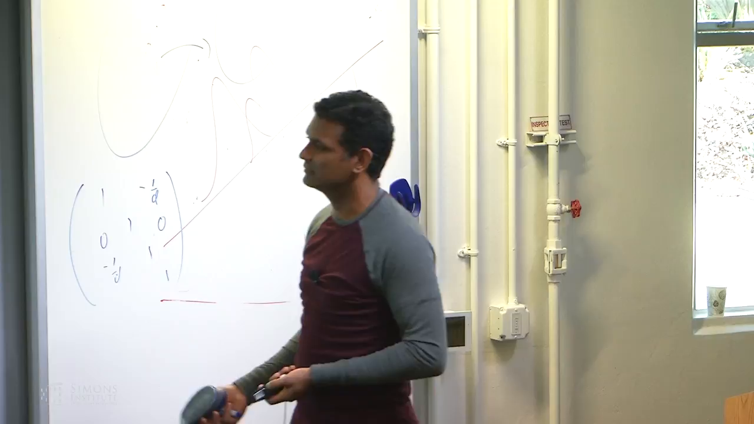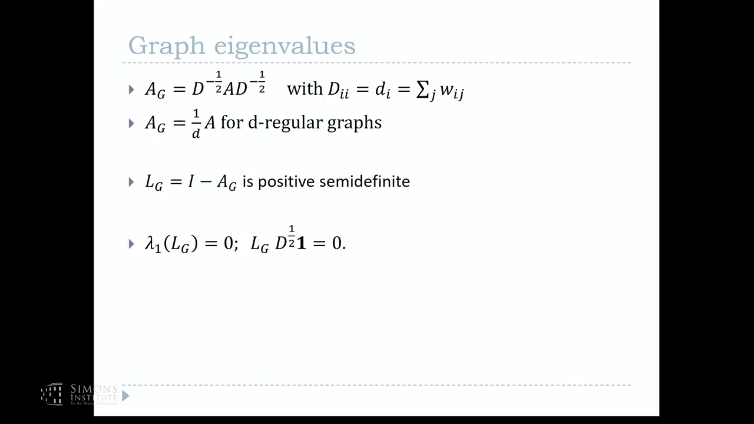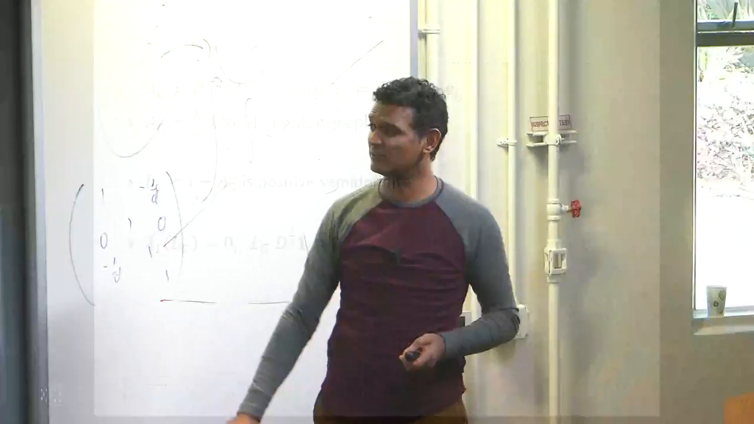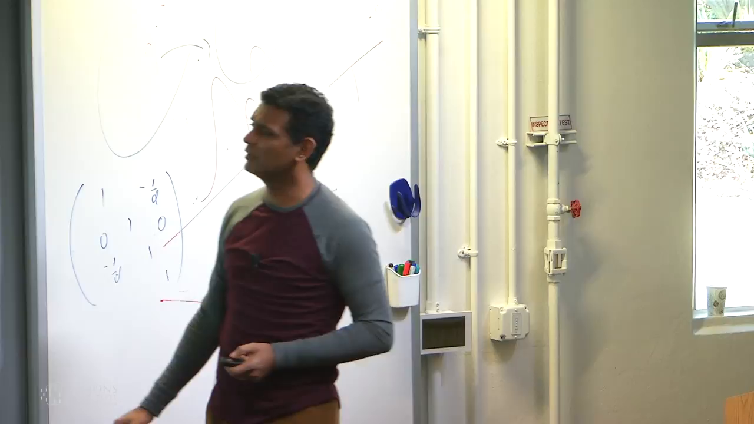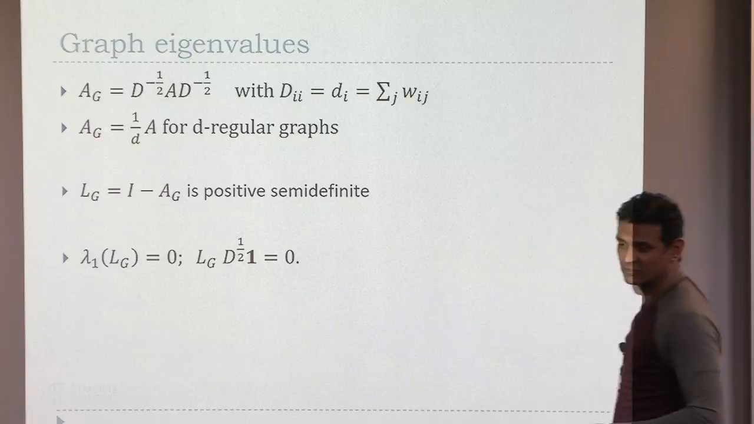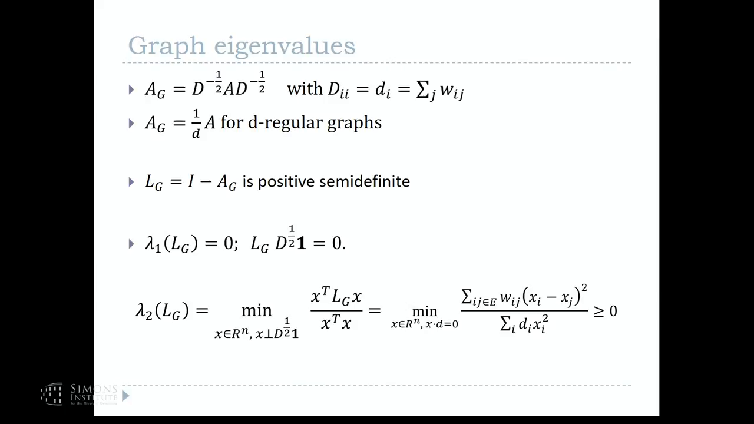Now this matrix has several nice properties. A couple of them are that the smallest eigenvalue is 0, and it's the smallest, so it's a positive semi-definite matrix. And the eigenvector for zero is proportional to the square root of the degrees. Now, just saying what the second eigenvalue is. It has this nice form. The second eigenvalue is this ratio of the difference between the eigenvector entries at two adjacent nodes, weighted, and normalized by sum of all their squares.